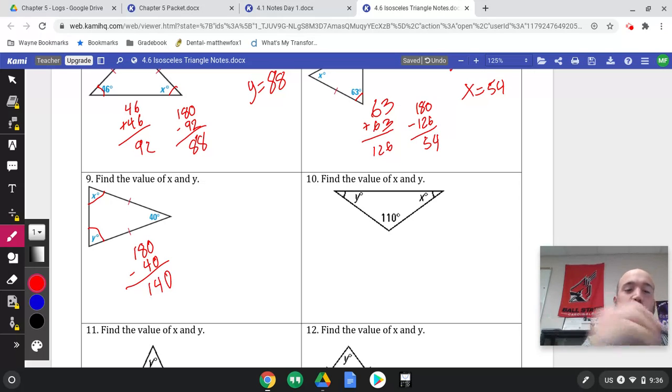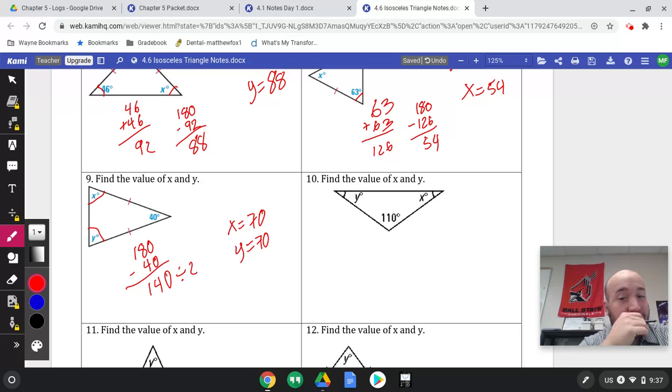That has to be split between two angles, and it has to be split equally because they are the same. So divide that by 2, and x will equal 70. Y will equal 70. Just to double check, 70 plus 70 is 140, plus the original 40 does give us 180. All right, number 10.